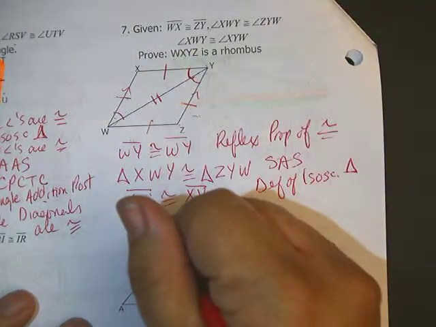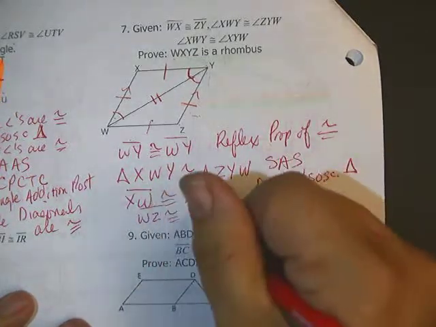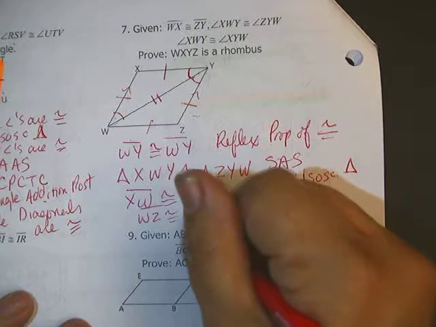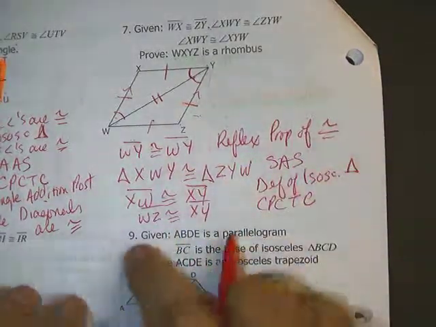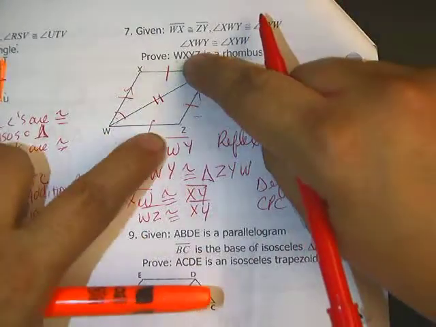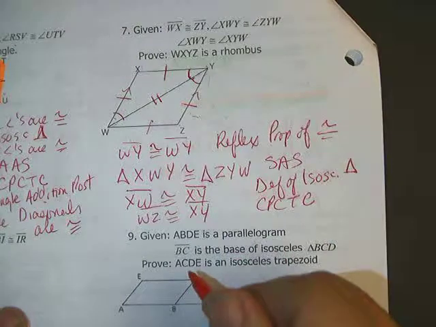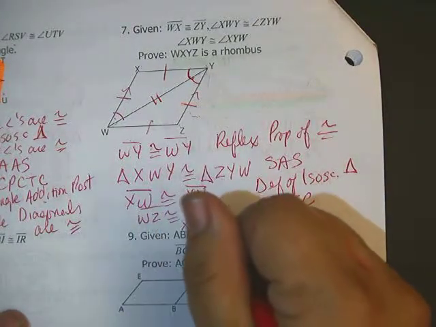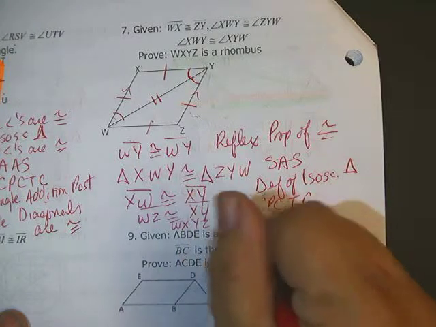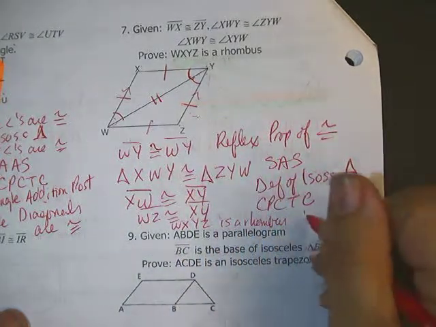All right. Then this has to be congruent because of CPCTC to all the other ones. It doesn't matter which one you pick. WZ is congruent to ZY, or better yet, XY. And I'm going to say CPCTC. It's better to have them be from different parts of the triangle, corresponding parts of the triangle. All right? Which means all four sides are congruent, so this is a rhombus.